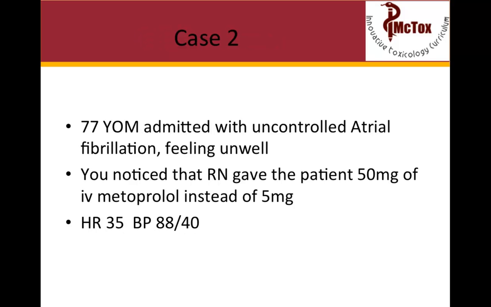Our second case is a 77-year-old man admitted to medicine in your department with uncontrolled AFib. You've been called to assess him as he looks quite unwell and has concerning vital signs. You quickly look through his chart and see that he was accidentally given 50 milligrams of IV metoprolol instead of the usual 5.